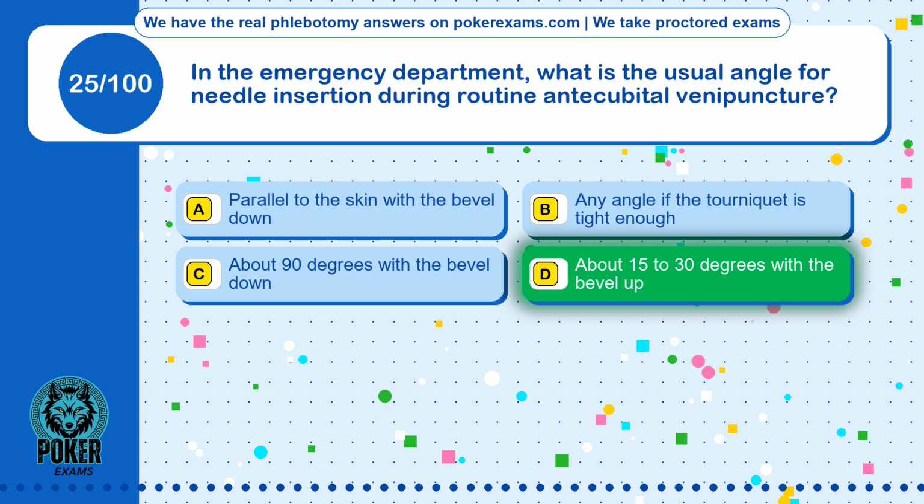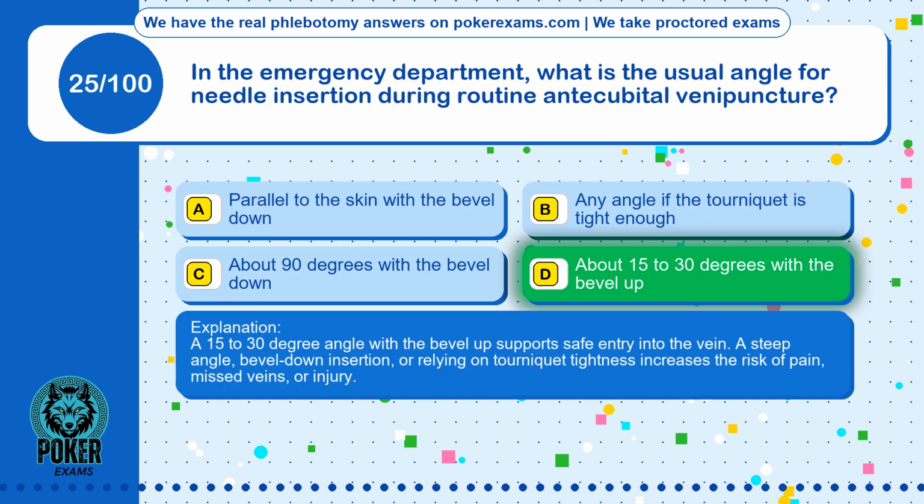The correct answer is option D, about 15 to 30 degrees with the bevel up. A 15 to 30 degree angle with the bevel up supports safe entry into the vein. A steep angle, bevel down insertion, or relying on tourniquet tightness increases the risk of pain, missed veins, or injury.